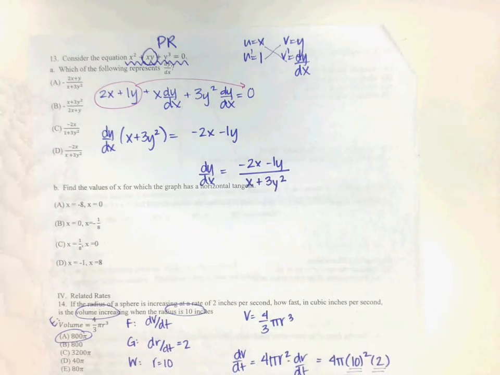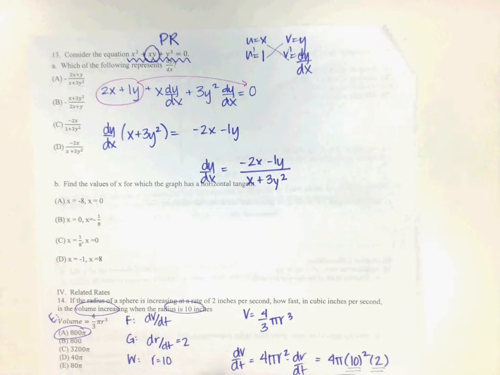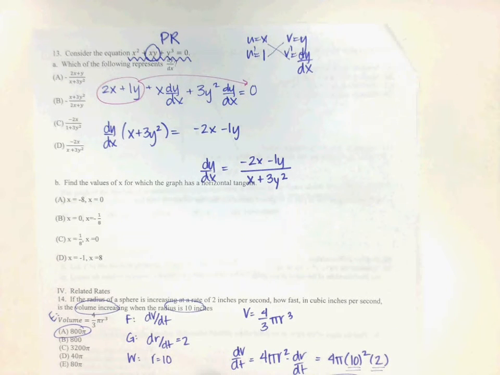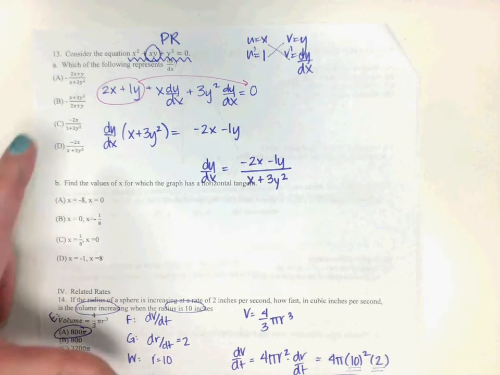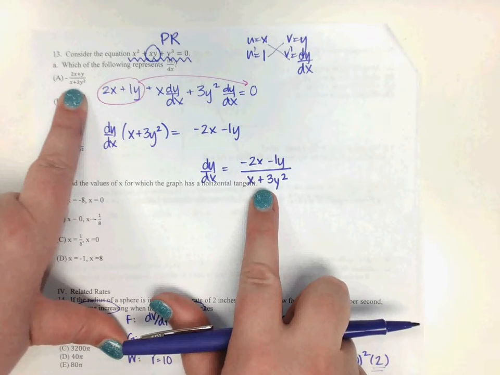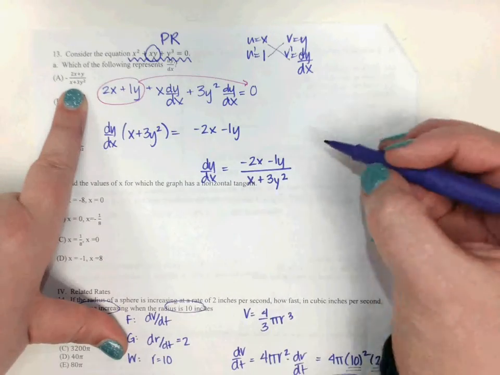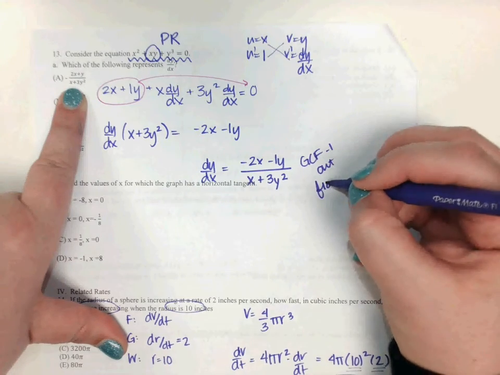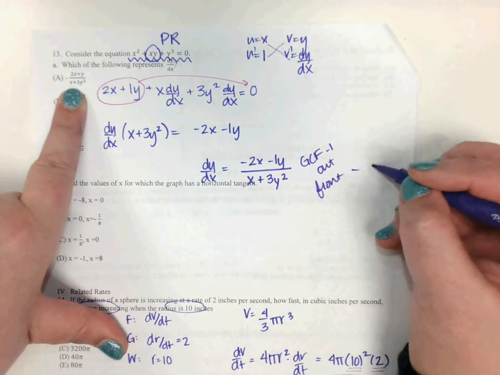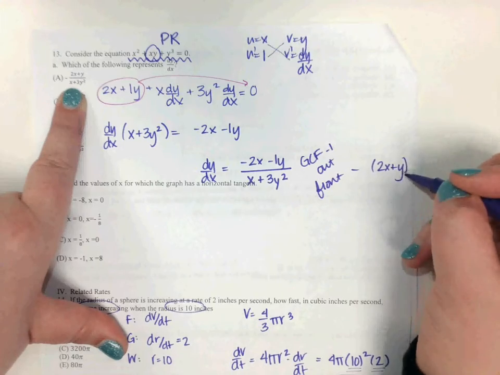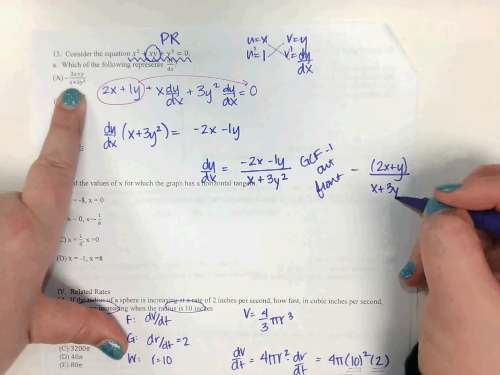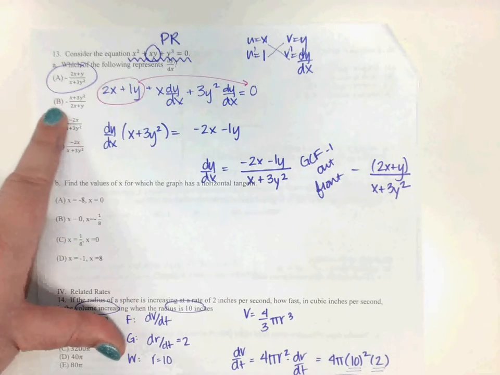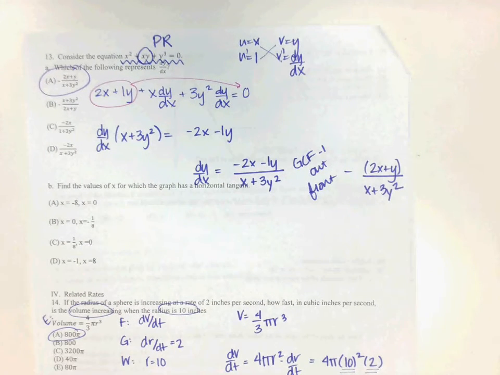Now, when I look at my answer choices, I don't see that. But what answer choice is equivalent? A. What did they do on A that I didn't do here? Yeah, they just took this negative from the top, GCF a negative 1 out front. Okay, and so if I do that, I have a negative out front, 2x plus y over x plus 3y squared. That's the same as answer A.